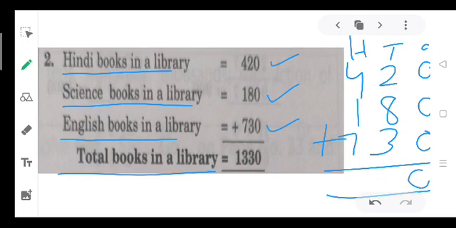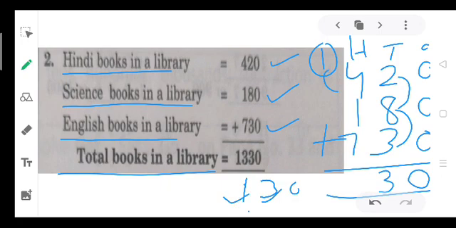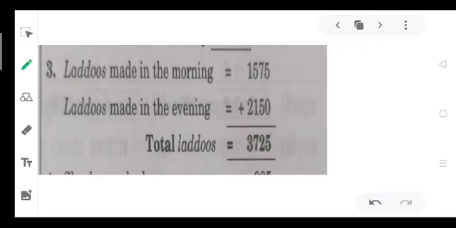0 plus 0, it will be 0. Tens place digit we will add: 2 plus 8 is 10, 10 plus 3 is 13. 13 tens means 13 multiplied by 10, it will be 130. So in tens place we will write 3 and in hundreds place 1 will be carried, because here tens are 3 and hundreds are 1. 1 plus 4 is 5, 5 plus 1 is 6, 6 plus 7 is 13. So the answer is 1330, and at the end you will write the answer. Total number of books in the library are 1330.